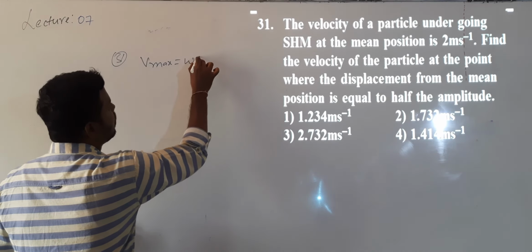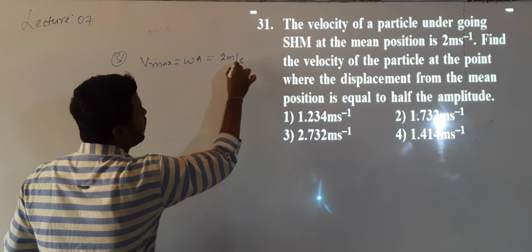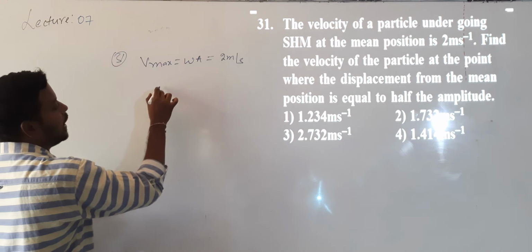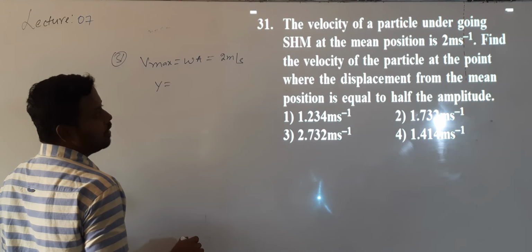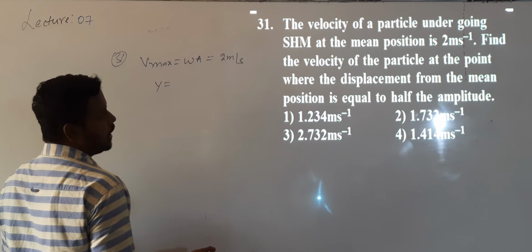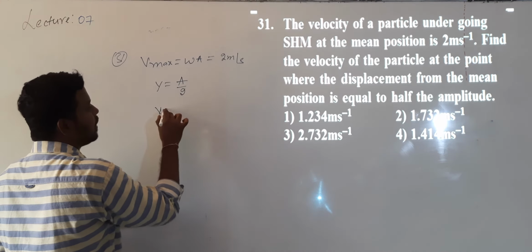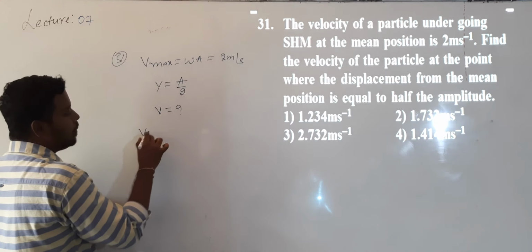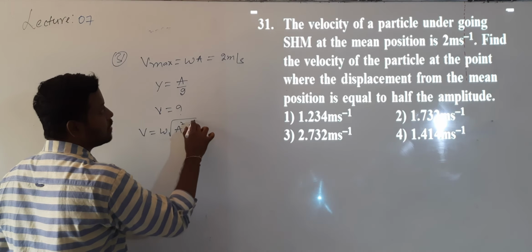V maximum is equal to omega into a, which is 2 meters per second. Now they are asking velocity at a displacement y. So displacement from the mean position equal to half of the amplitude. When y is equal to a by 2, what is v? What is the v formula? Omega into root over a square minus y square.